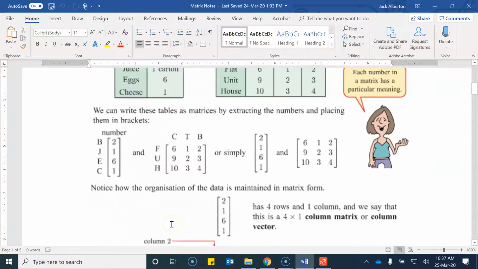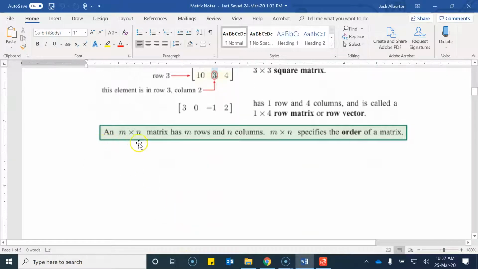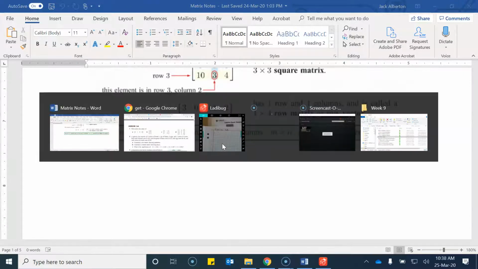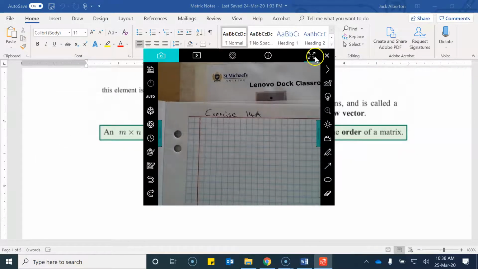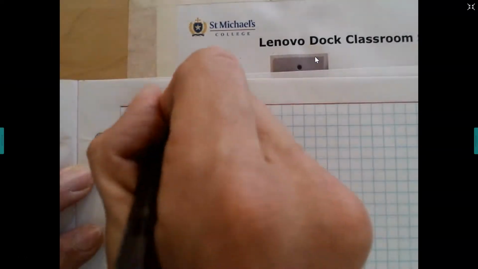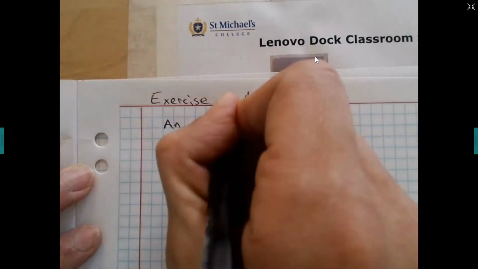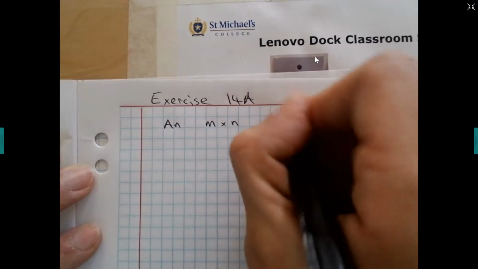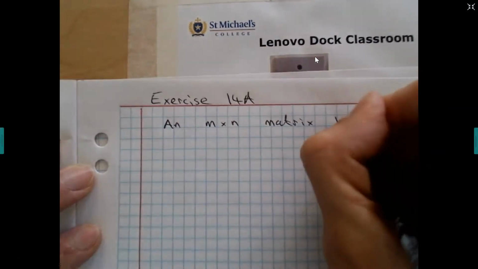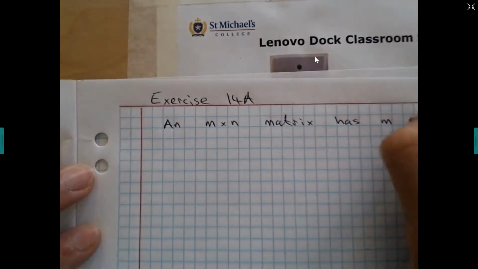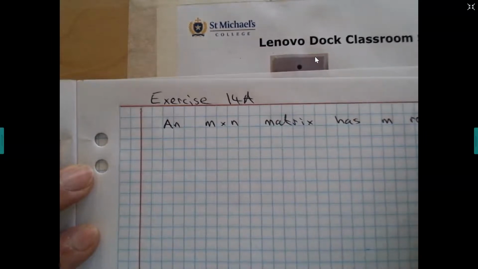So the first thing we'll write is just the fact that an M times N matrix has M rows and N columns.